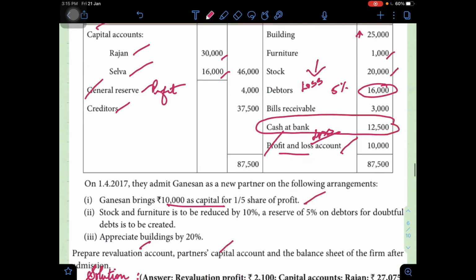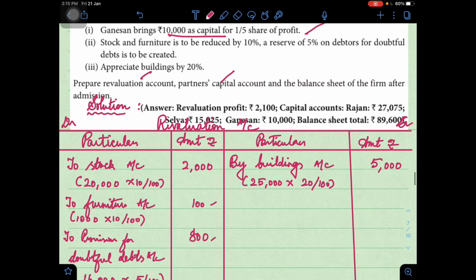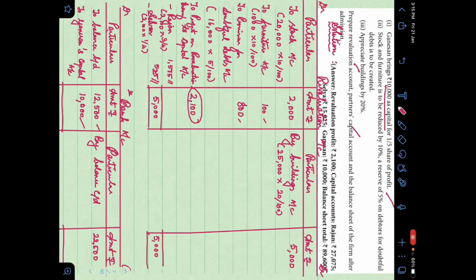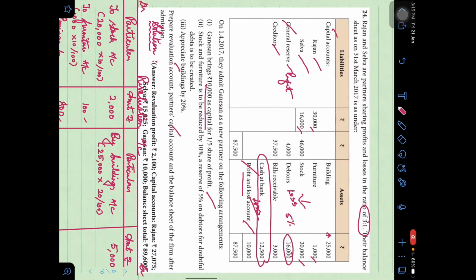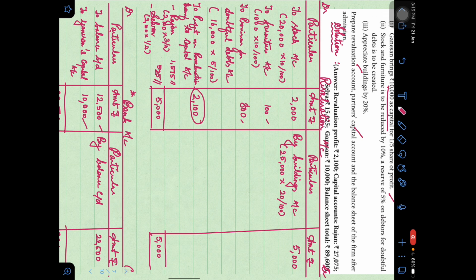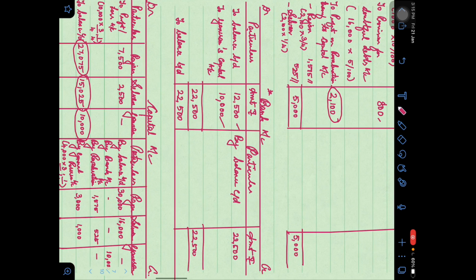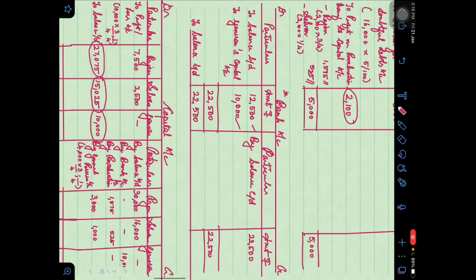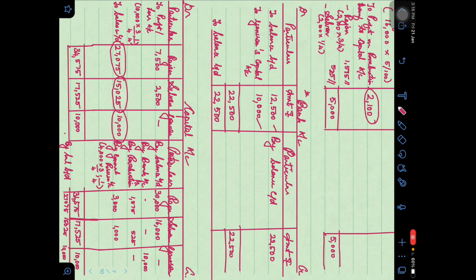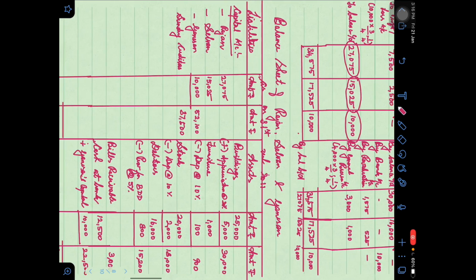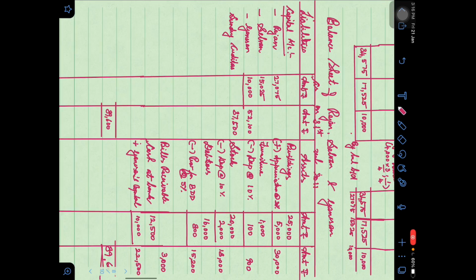Okay students, you can just have a look at this problem now. The question: revaluation account, where we got a profit on revaluation, followed by the bank account, which is an option I told you, the capital account, and then the balance sheet of the three partners.